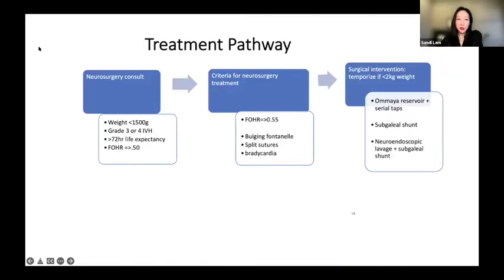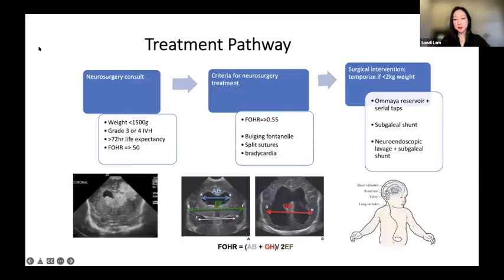So we proposed a treatment pathway based on the literature for when to get neurosurgery involved in all babies in the neonatal ICU, which is anybody with a grade 3 or grade 4 IVH. If they are less than 2 kilograms, they are not candidates for ventriculoperitoneal shunt by body weight. So we look at the criteria for treatment for temporizing measures and what the options are.